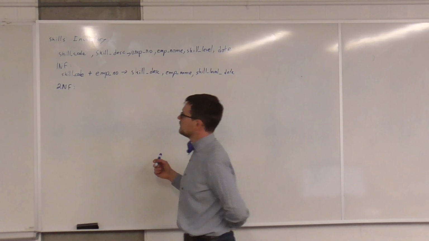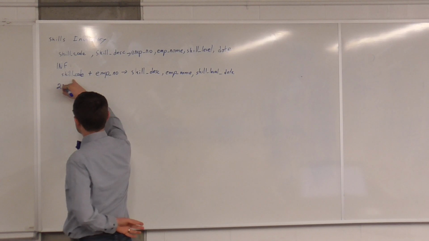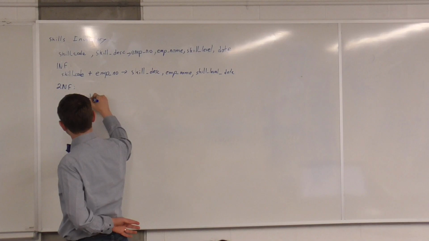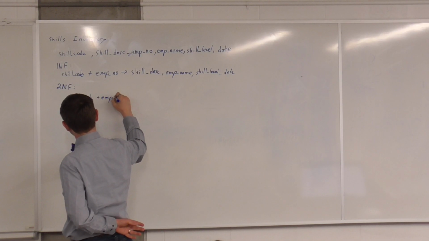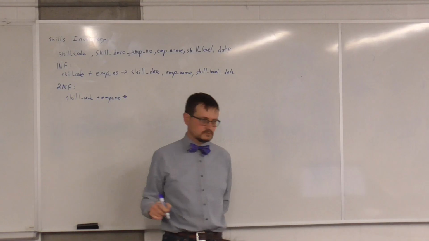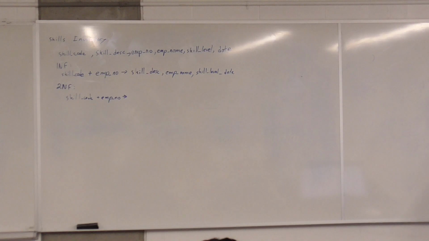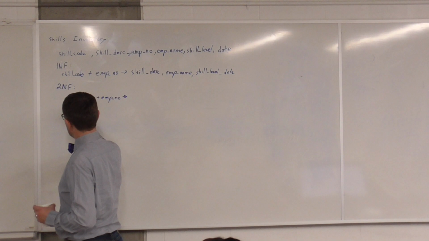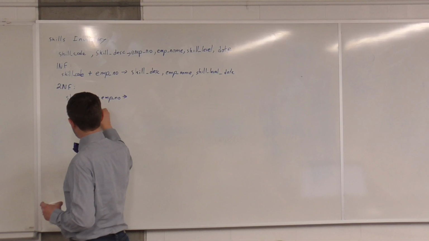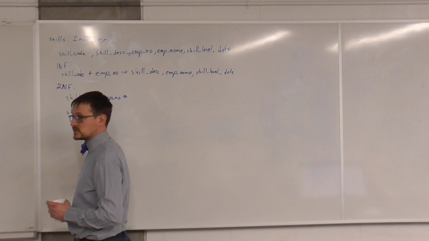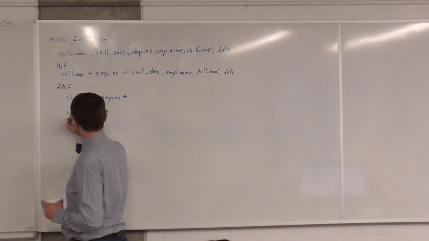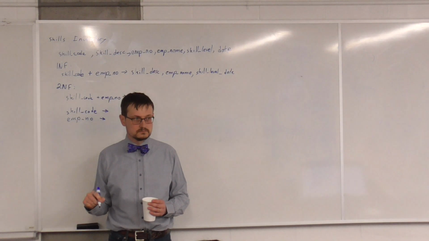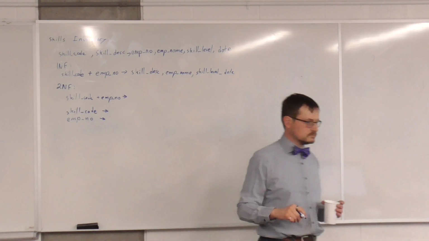Under second normal form, we take this. We've got skill code plus employee number. This table will probably still have some values in it. But skill code may have some attributes dependent only on it, and employee number may have some values dependent only on it.